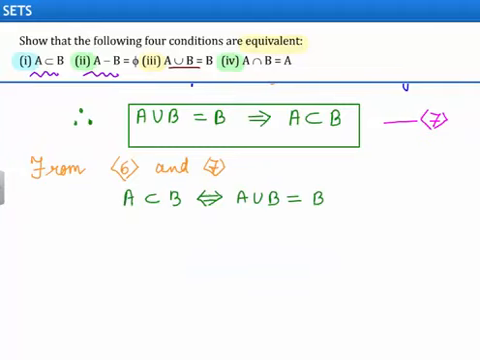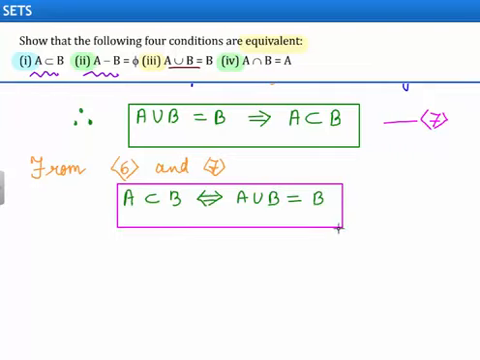So from conditions 6 and 7, we have A is a subset of B implies and is implied by A union B is equal to B. This means that the conditions 1 and 3 are also equivalent. And let us name this as 8.